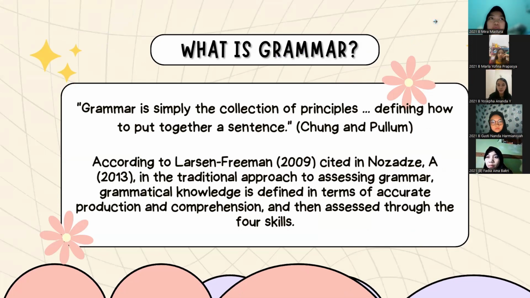Before we go to assessing grammar, we must know what grammar is first. Grammar is simply the collection of principles defining how to put together a sentence, by Chung and Pullum. And according to Larsen-Freeman in 2009, cited in Nazates in 2013, in the traditional approach to assessing grammar, grammatical knowledge is defined in terms of accurate production and comprehension and then assessed through the 4 skills.